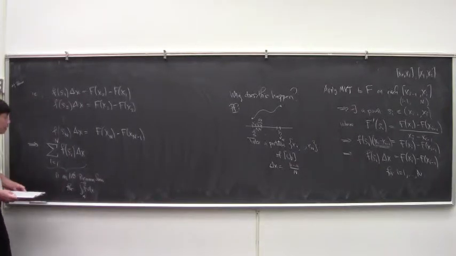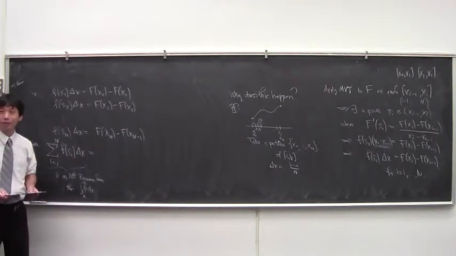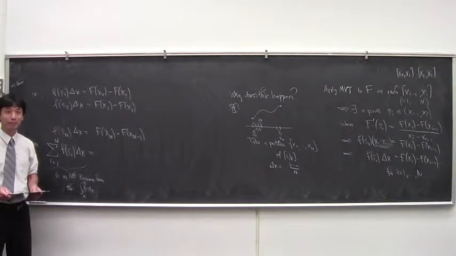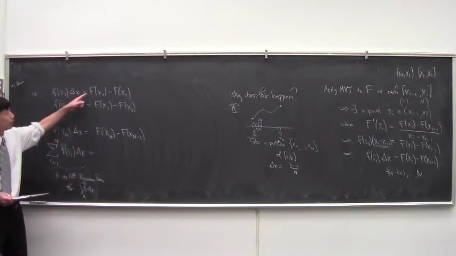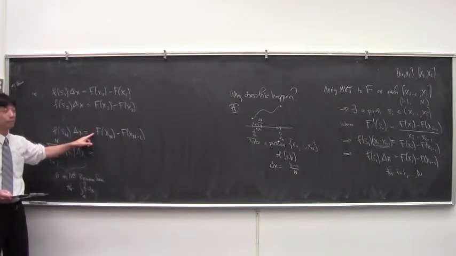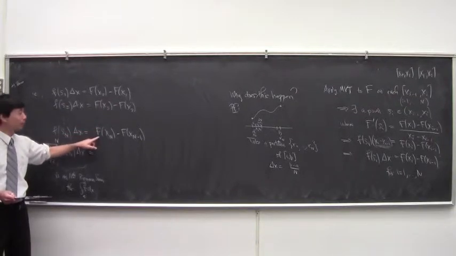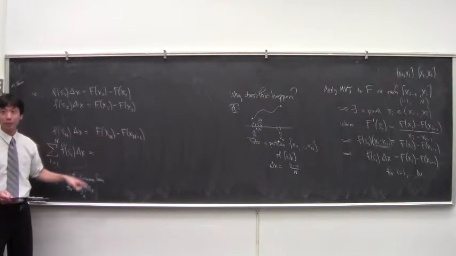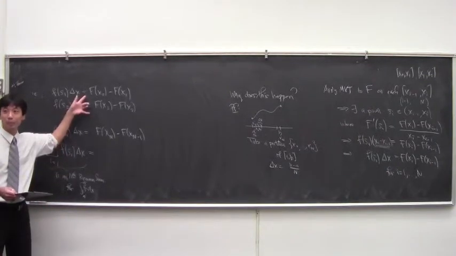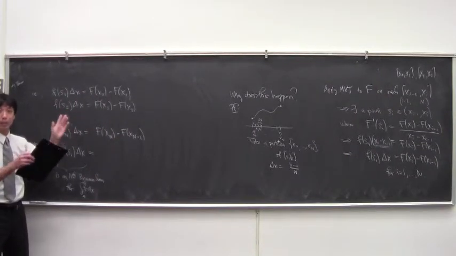Okay. And so when we sum all these guys on the left, we get this. And what about when we sum on the right? What do you get when you sum everything on the right? f(x2) minus f(x1), f(x3) minus f(x2), f(x4) minus f(x3), f(x5) minus f(x4), and so on, up to f(xn) minus f(xn-1). Do you see what happens? It collapses, right? It's what's called a telescoping sum.